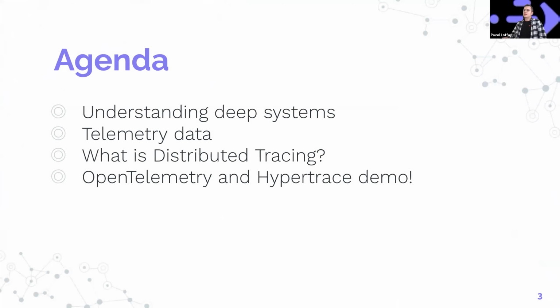So onto the agenda. I will talk about these deep systems and how important it is to use distributed tracing in deep systems. Then we will have a look at how we traditionally monitor our systems with telemetry data and what distributed tracing adds to the monitoring world. And last but not least, we will together instrument a Spring Boot application with the OpenTelemetry Java agent and monitor its APIs in Hypertrace.